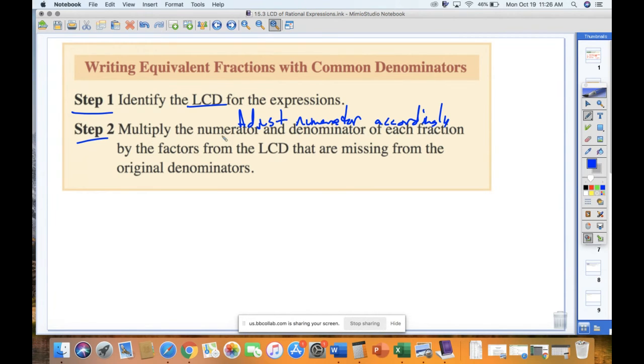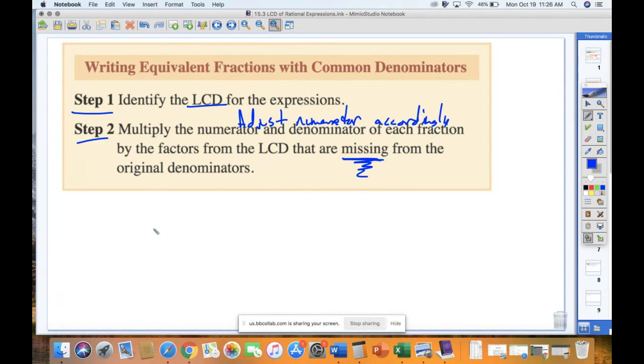Now, multiply the numerators and denominators of each fraction by the factors from the least common denominator that are missing from the original denominators. That word missing is a good way to think. I don't know if the rest of the words are as helpful because there's a lot of words there. That's like almost a paragraph. That's a long sentence. It's very mathy.